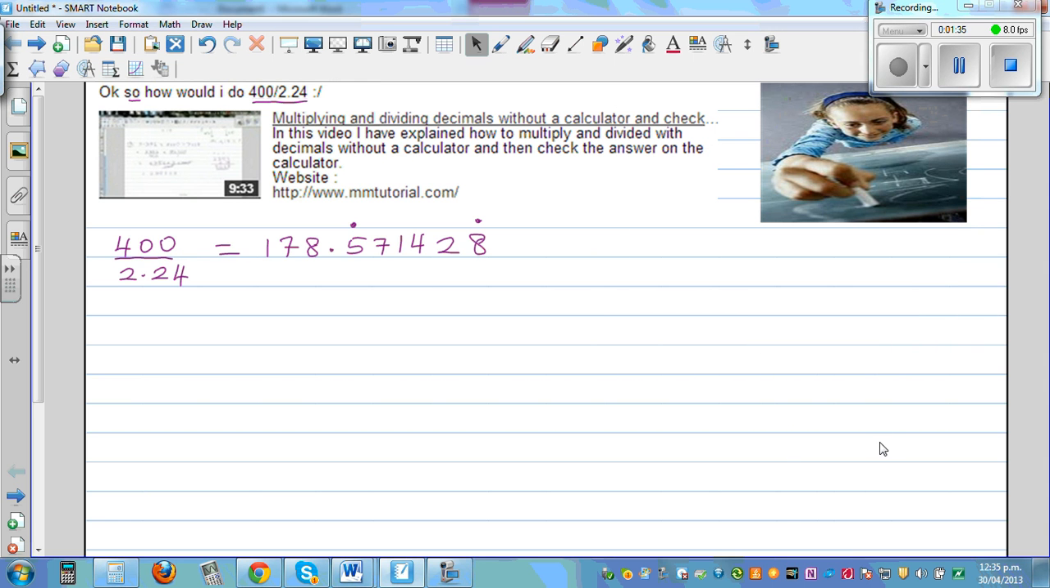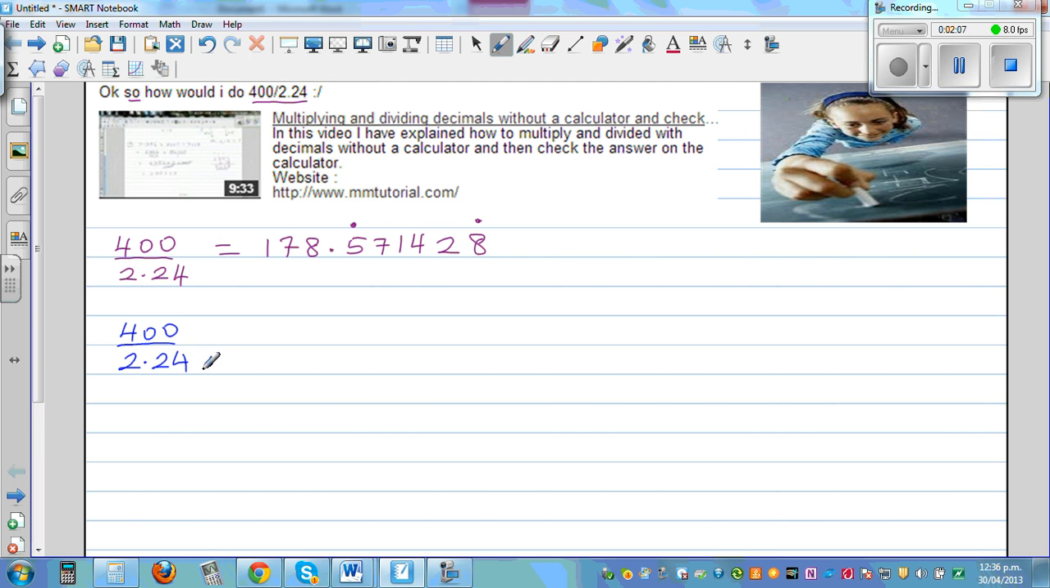So I want to go deeper into this question. I'll show you how you can write this as a fraction, and then how you can change that fraction into this. Or how you can change this recurring number into a fraction. Hopefully. So let's start with this question. How will I do 400 divided by 2.24? Well, I want to make the denominator, this decimal, into a tidy number.